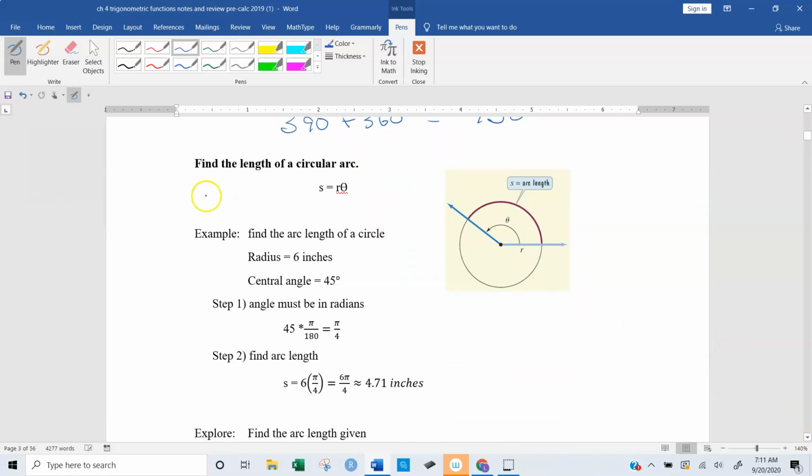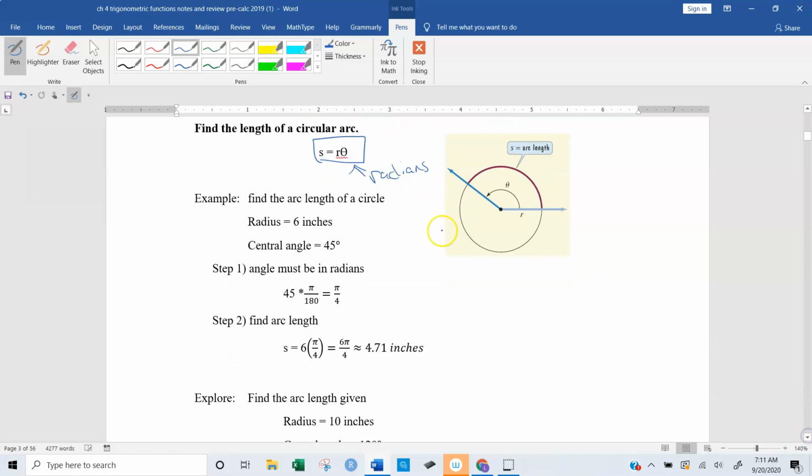Okay, arc length is s = r theta. The trick here is that theta must be in radians. Okay, if it is not, it will not work. So if you haven't found the radian mode on your calculator, do so now. You have to change it back and forth through this assignment. Okay, so the arc length of a circle with 6 inches of a radius, that's good because that's what r needs to be.